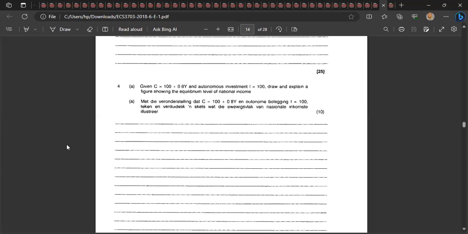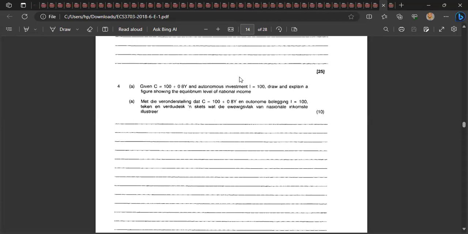Perfect. All right. This one, you hardly ever get these questions, but C is equal to 100 plus 0.8Y and autonomous investment is 100. Try and explain a figure showing the equilibrium level of national income. I don't know if you remember this from second level, but this will be a lot simpler to deal with. Very much simpler to deal with.